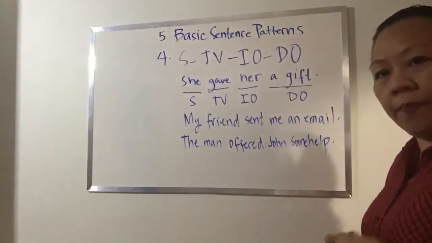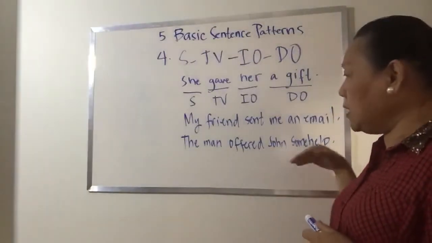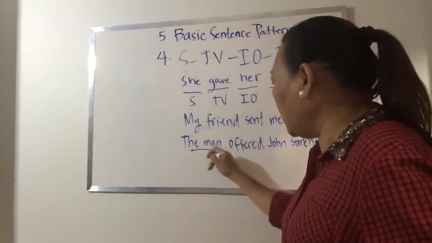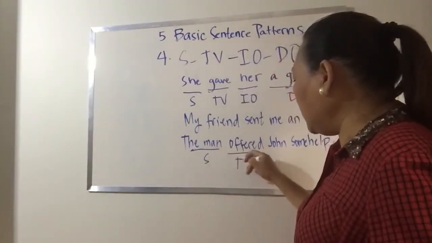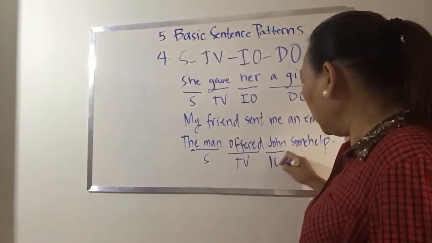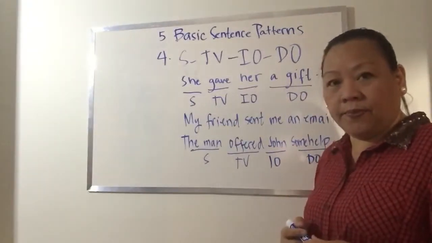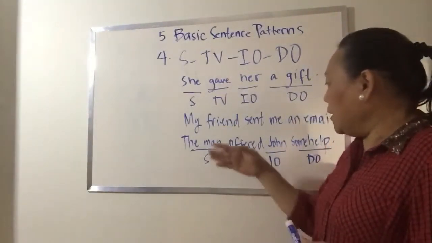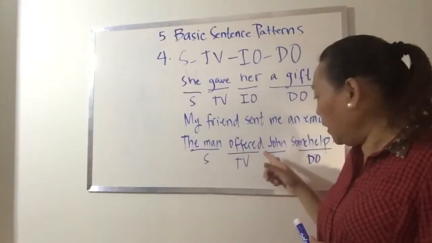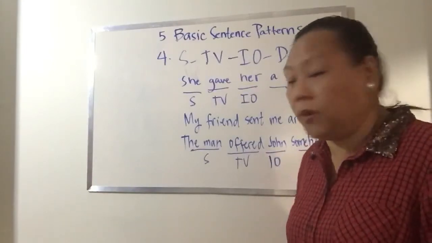Okay, so one example is the man offered John some help. Okay, the man is the subject here, offered is the transitive verb, and John is the indirect object, and some help is the direct object. Okay, to whom did the man offer some help? The answer is John. That is the indirect object, so it answers the question to whom.